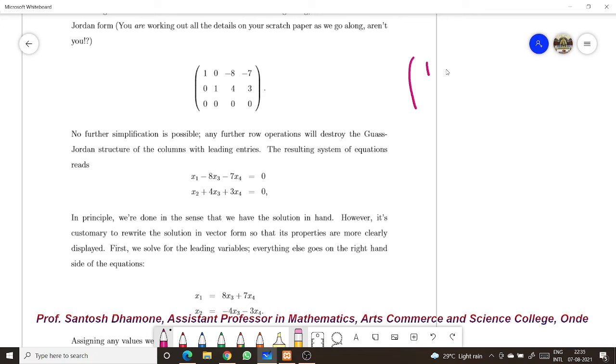Putting x3 is equal to S, x4 is equal to T, we get x1 is equal to 8S plus 7T, x2 is equal to minus 4S minus 3T. This is the solution of our system of homogeneous equations.